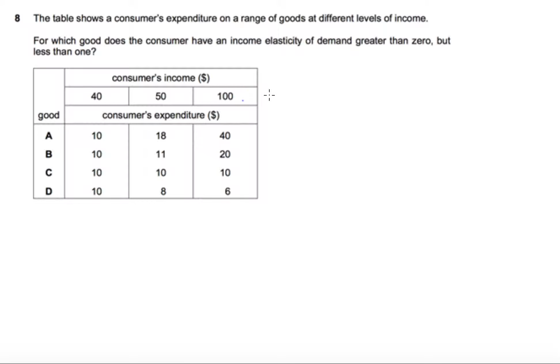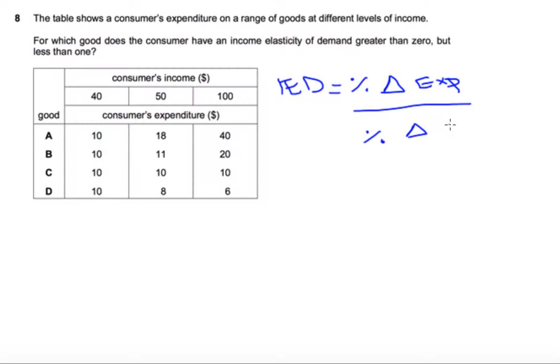So, in other words, income elasticity of demand, IED, is equal to the percentage change in the quantity, or let's just say here, expenditure, over the percentage change in income, which we will say is Y. All right.